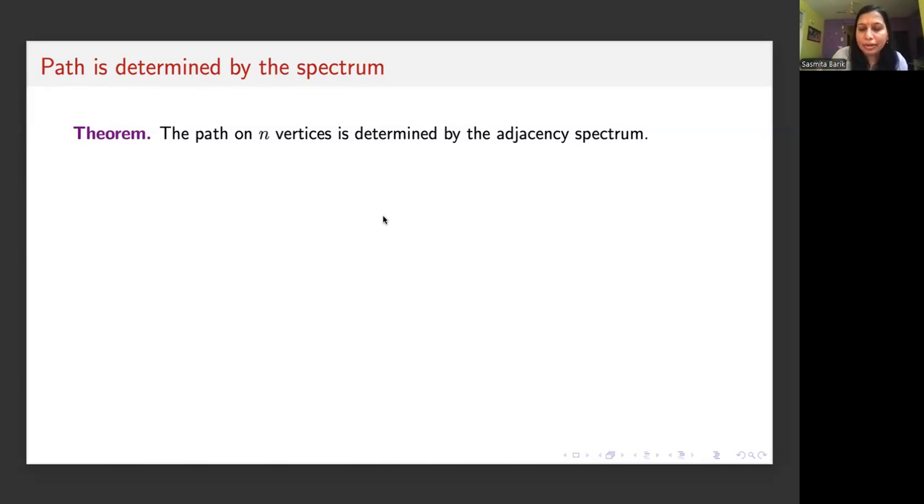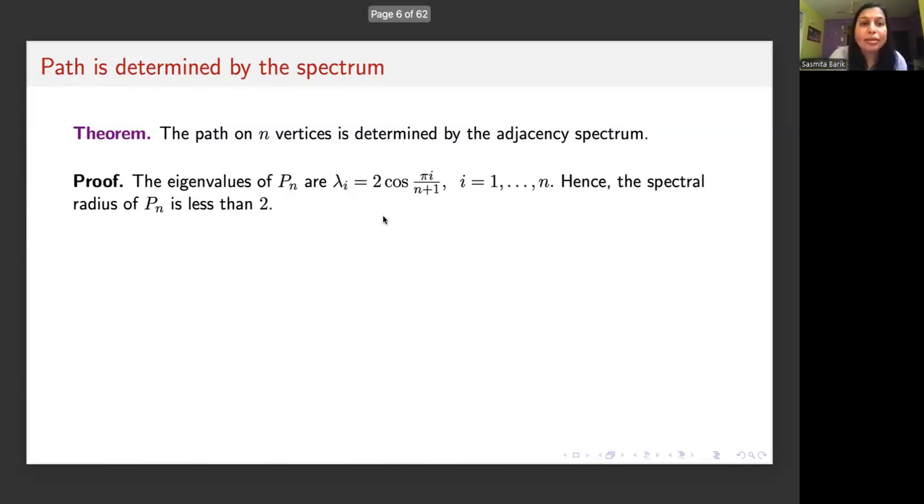For the path, I think you have already calculated the eigenvalues. You know that for the path the eigenvalues are 2 cos(πi/(n+1)). These are distinct numbers, so the path has n distinct eigenvalues, which we also know because its diameter is n minus 1. You can observe that each number is less than 2, so the spectral radius is less than 2 here. So for the path, you have n distinct eigenvalues and the spectral radius is less than 2.